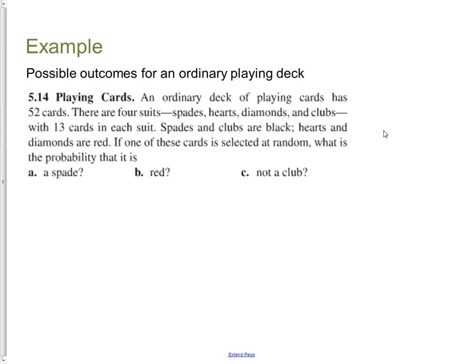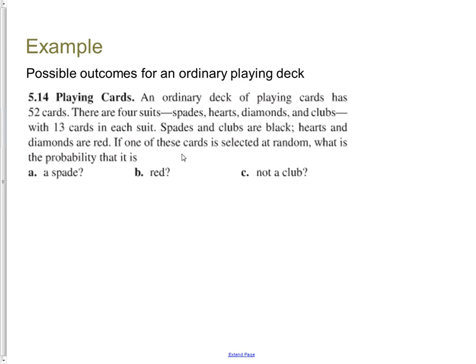Well, let's talk about another type of experiment, one that we're also pretty familiar with. We'll talk about the idea of cards in a regular playing deck. So we have a deck with 52 cards in it. There are four suits: spades, hearts, diamonds, and clubs. And each suit has 13 cards, right? So 13 times 4 gives us 52. Spades and clubs are black, hearts and diamonds are red. So there are two black suits and two red suits.